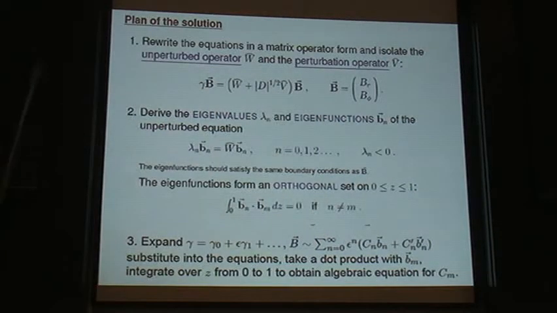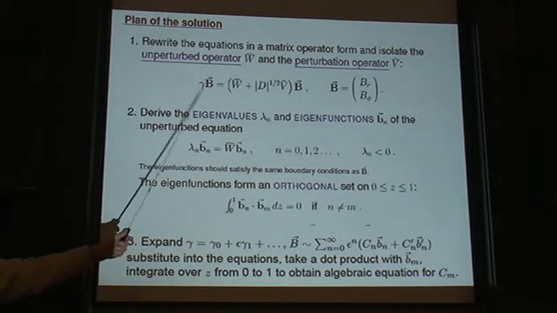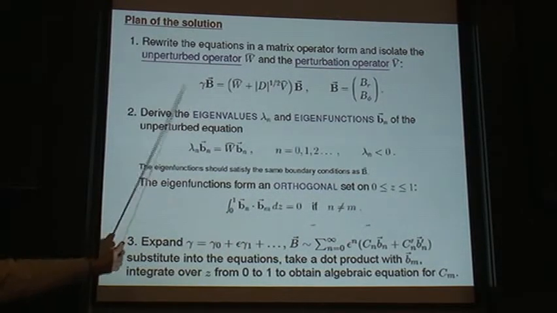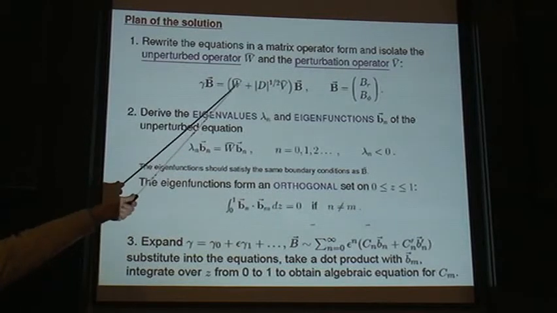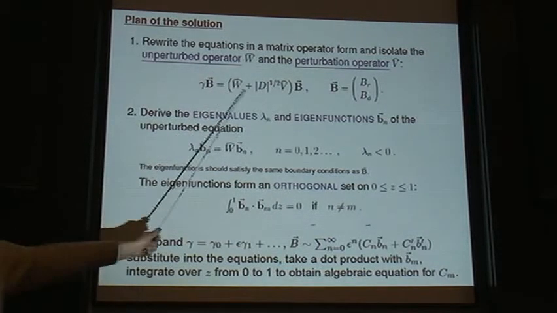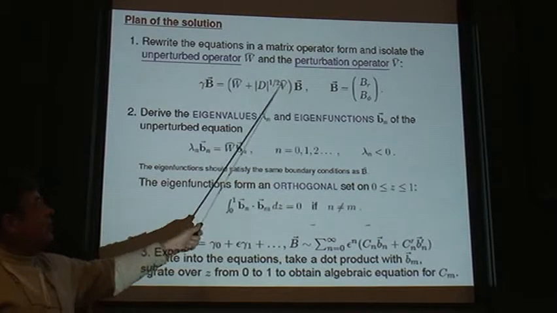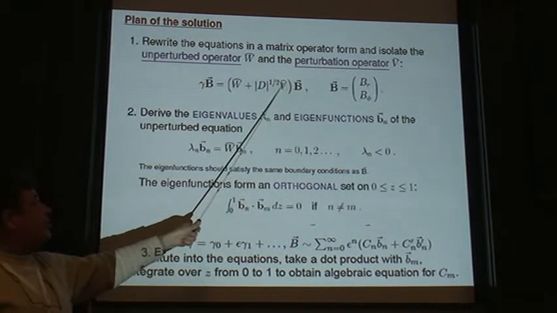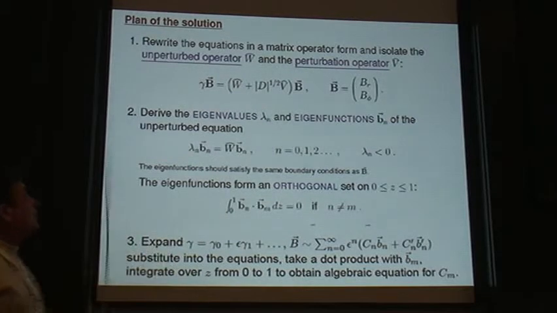The plan is the following. I will represent my equations in the following pictorial form. Gamma times vector B is the left-hand side. It comes from dB by dt. It is equal to some operator of order 1 plus this small parameter, root of D, acting on another operator, which I will call the perturbation operator, acting on vector B. And I have an equality sign.